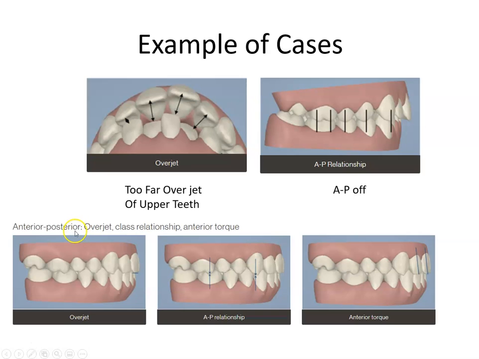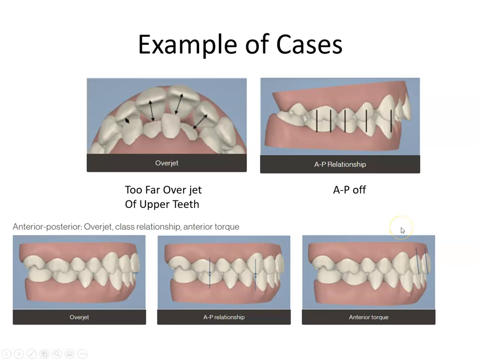Now, anterior posterior relationship doesn't just look at teeth, it also looks at overjet, how much, right here, the upper teeth are moving forward to the lower teeth. It looks at the class relationships, class 1, class 2, class 3, that's what class relationship means. And it also looks at the anterior torque, where the front teeth are positioned. And remember, we want the front teeth to be close to the lowers and we want the top teeth to be aligned straight, and every other tooth has to slightly tilt back. And that's what the anterior torque means.